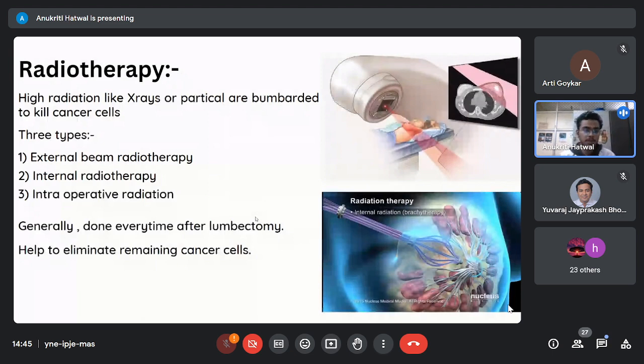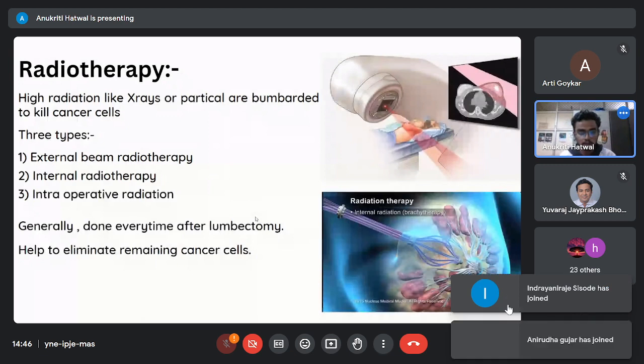Because in metastasis, the cancer is spread all over the body, and it is very dangerous to give huge radiation or expose the body to such huge radiations. It is not a practical thing. So there is chemotherapy for this.